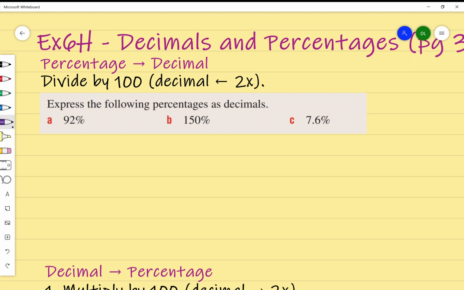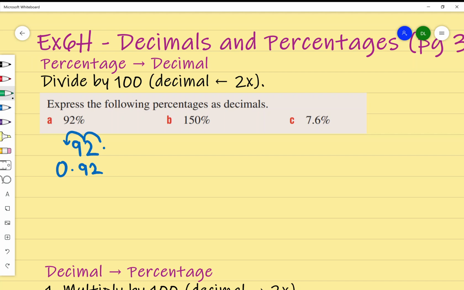So I get 92. Where's my decimal right now, if it's a whole number? Right there, yeah? Awesome, it's right there. I'm going to move it left 2 times. 1, 2. So what's my new number, Brody? 0.92. That's it. Pretty easy. That's all you have to do. Let's do the same thing.